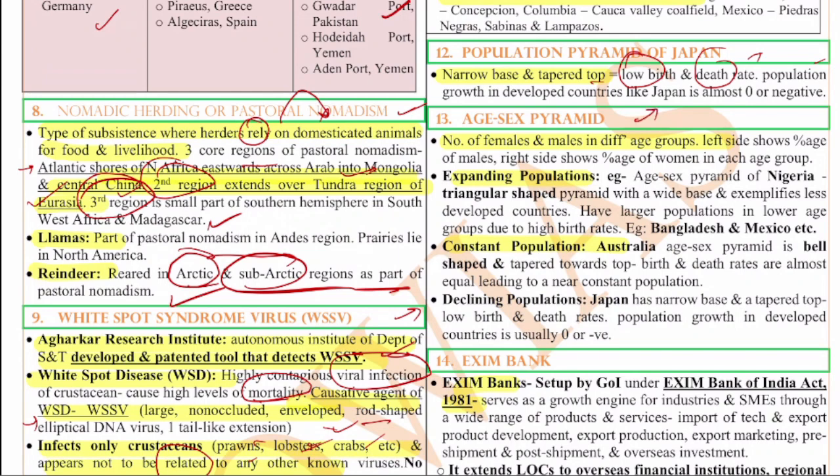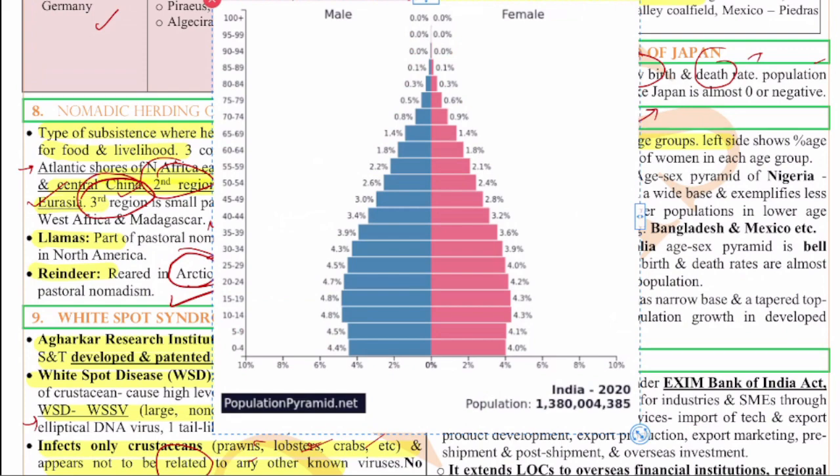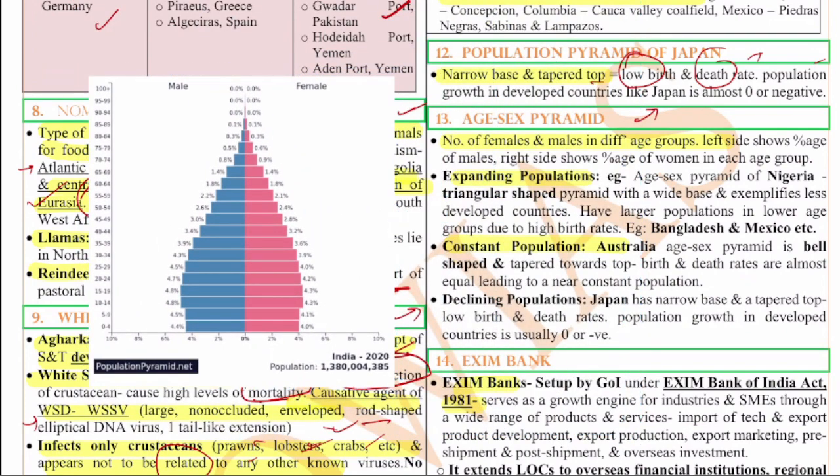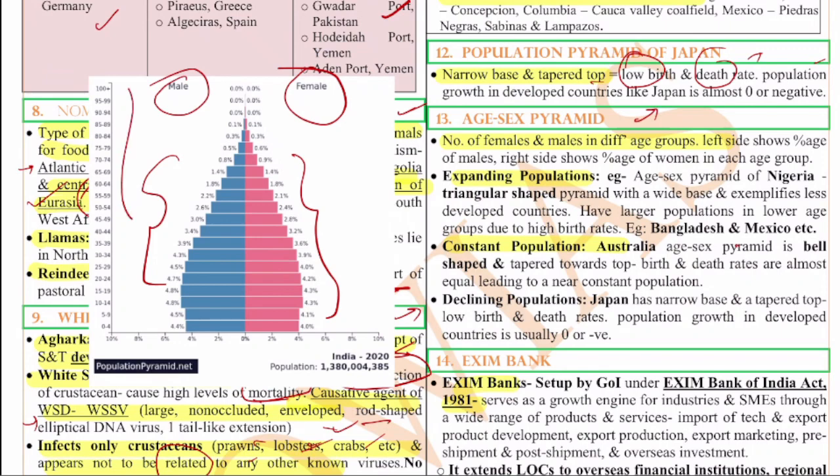Next, age sex pyramid. In simple words, it will be something like this. This is how the age sex pyramid looks. This pyramid represents different age groups of both male and female. Towards the left hand side, male will be there. Towards the right hand side, female will be there. And the representation of male and female at different age groups. This is the age group and this is the representation. So that will be there.